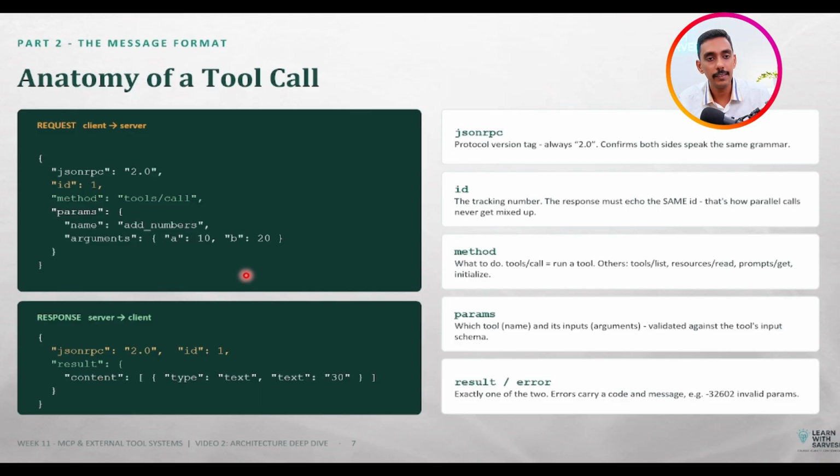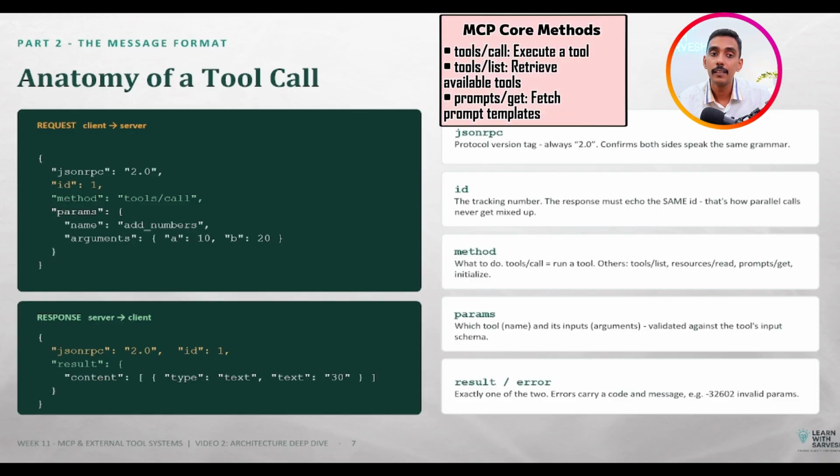The third line, method: tools/call. This is the action. It says, run a tool for me. And take note of the other methods you will meet: tools/list, show me the menu; resources/read; prompts/get. These are the different things we are going to see. And we are going to see initialize on the very next slide.